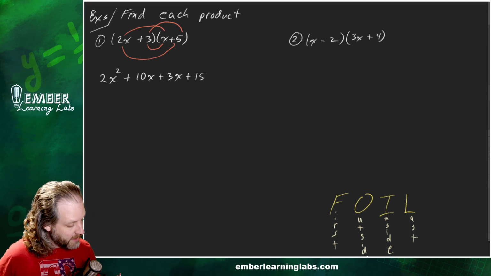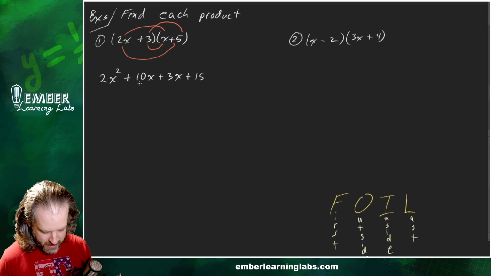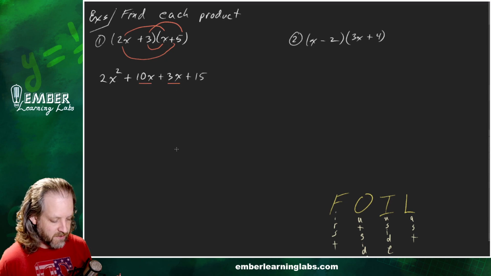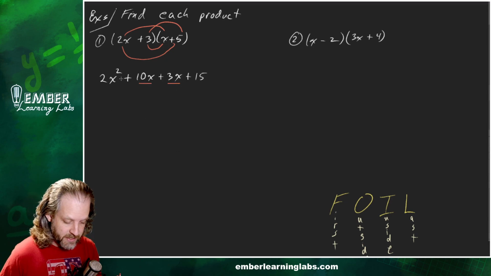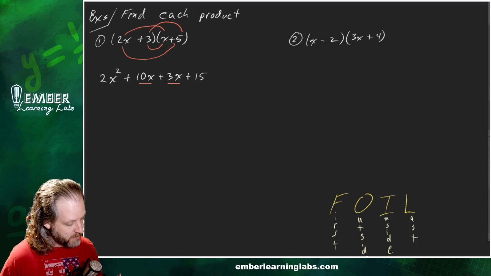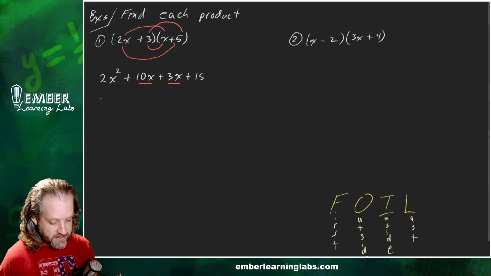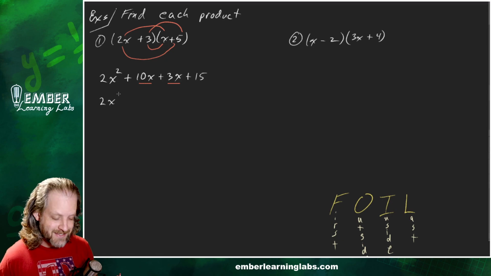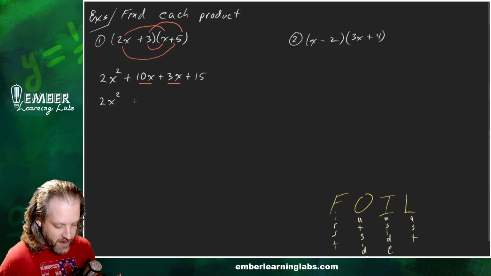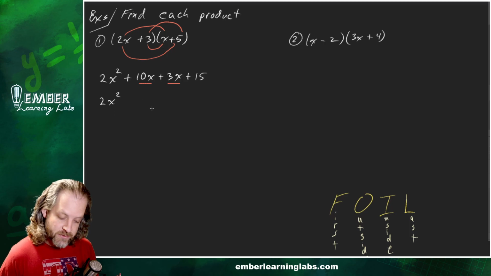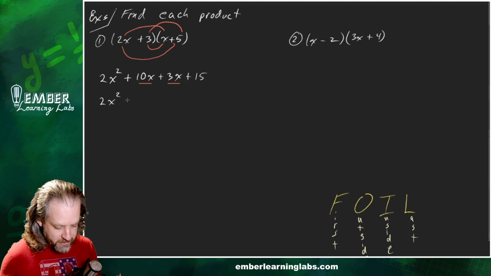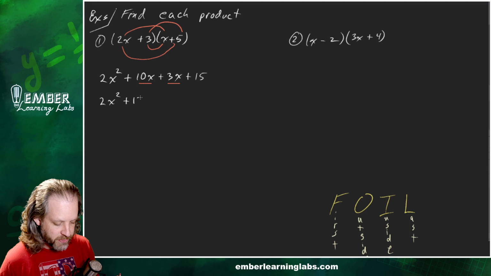All right, now we need to make sure we can't clean this up anymore, which we actually can, because we've got some like terms that we can combine here, right? This and this are alike. Now this one is not, because this one is an x squared and these are just x to the first. So these are the only like terms on this problem. So we're just going to bring everything else down. Make sure you write your answer in descending order. So x squared, the biggest exponent first, and then the next one. 10x plus 3x is plus 13x, and then we bring down that plus 15.